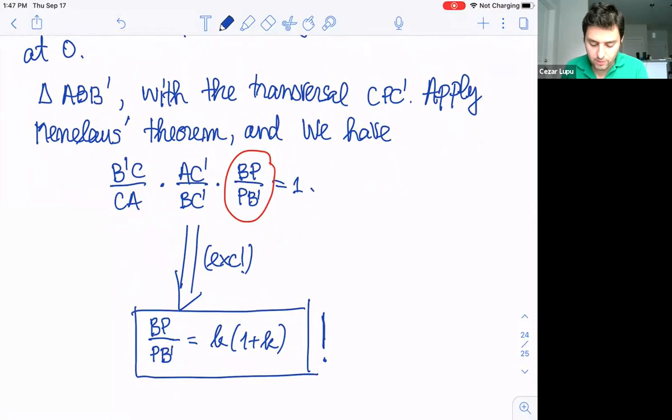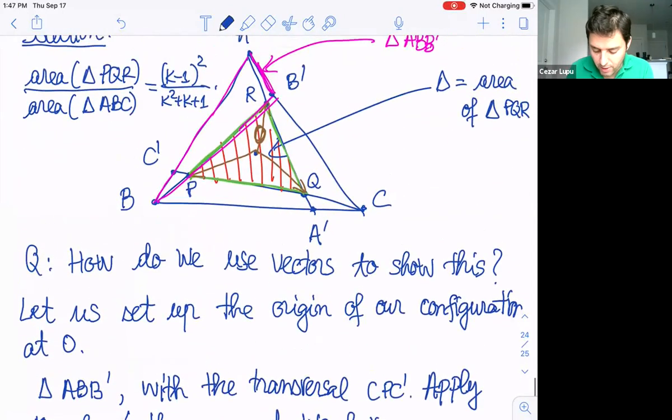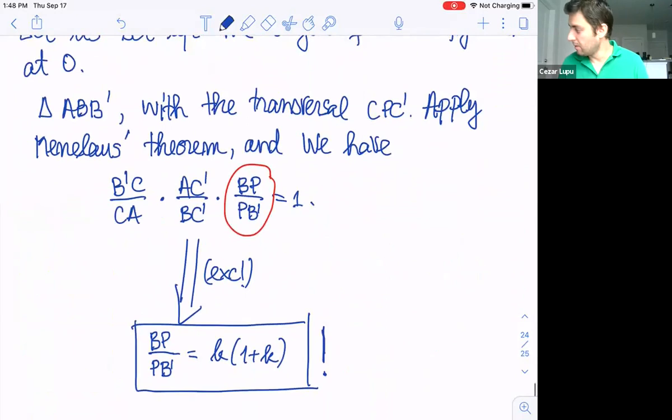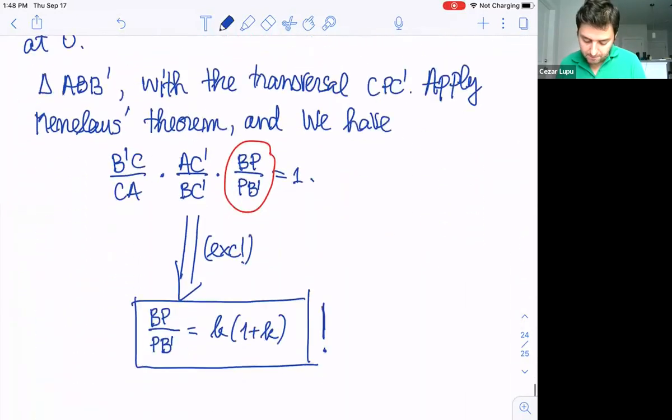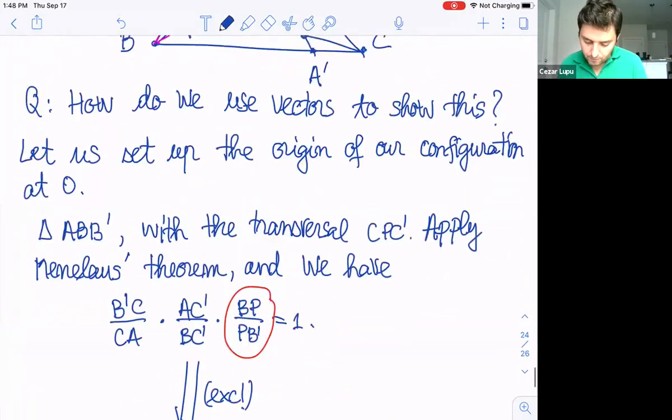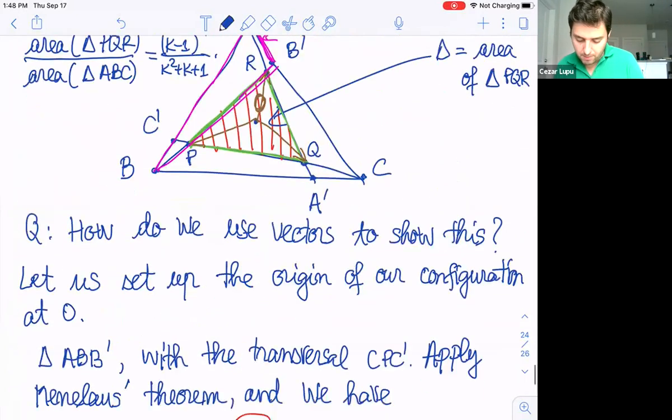All right, once we figure this out, let's go back to the picture. You see, I know the ratio BP over PB prime. So I can do the same thing for the others, as you can imagine. And now I can express my vector OP in terms of OB vector and OB prime vector. Wow. So let me draw the configuration separately here. Let me draw this line so that you can see it better. It's B, P, and B prime.